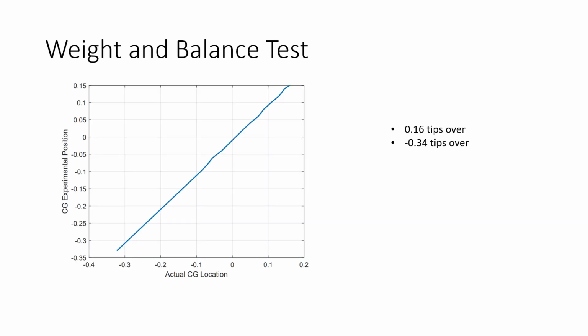Welcome to the Albatross test briefing. Beginning with the weight and balance test, you can see that the CG experimental position lags slightly behind the actual CG location. In terms of limits, at a location of 0.16 and minus 0.34, the Albatross will tip over.